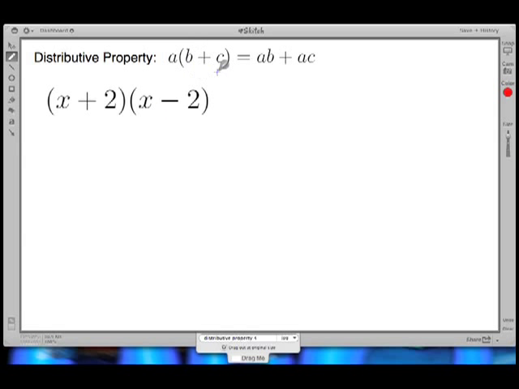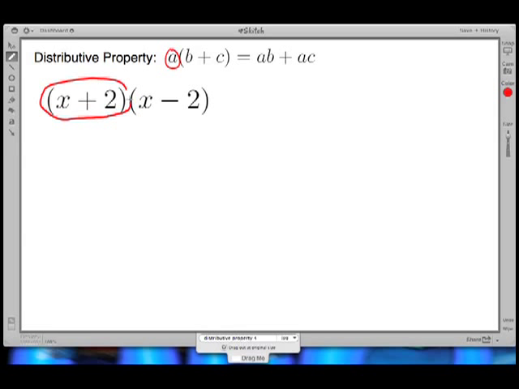So in the distributive property, we see one part inside parentheses and one part outside the parentheses. In our expression, we're going to call this x minus 2 section right here the equivalent of b plus c. Which means what? That means that our a is everything that's outside of our b plus c.